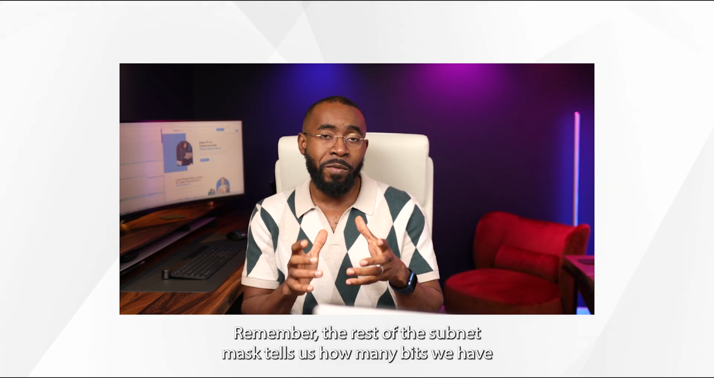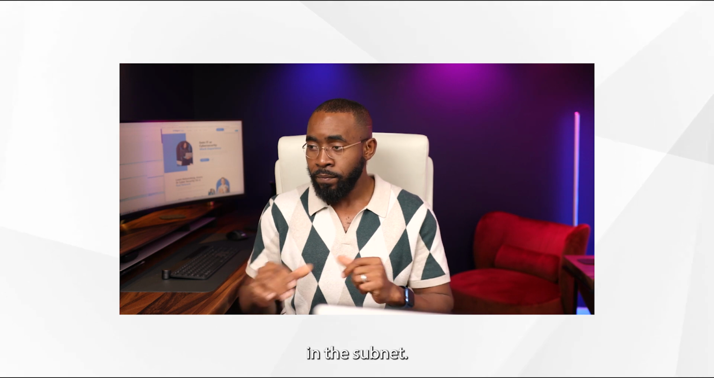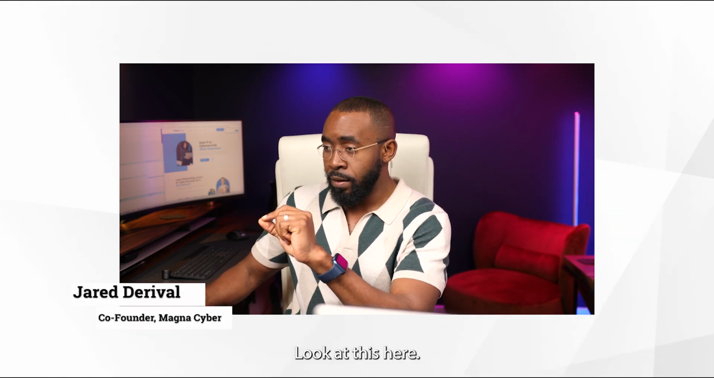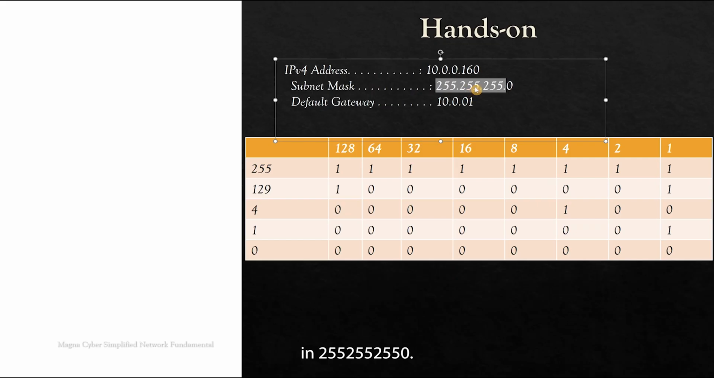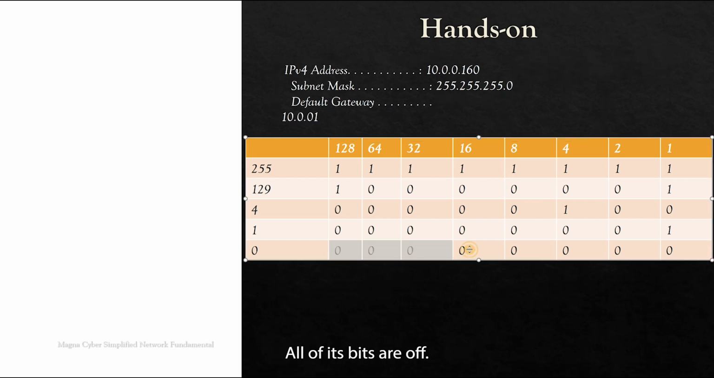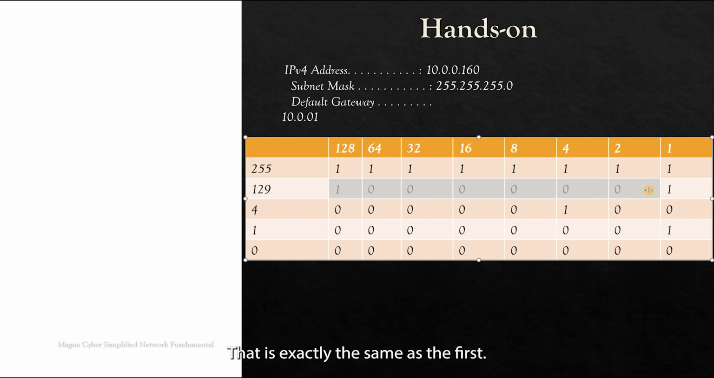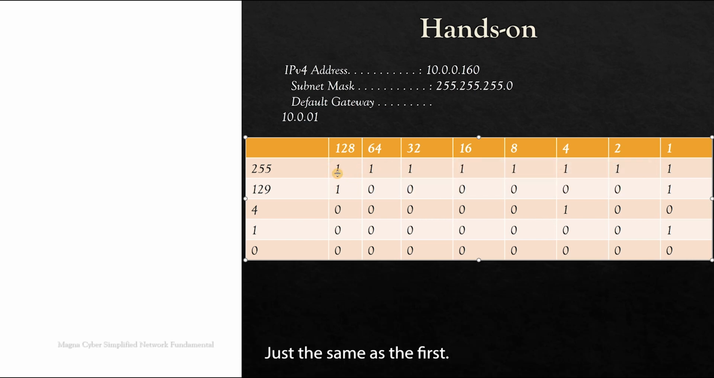Remember that I said the subnet mask tells us how many bits we have in the subnet? Look at this here. This subnet mask is written as 255.255.255.0. What that means is the last octet is this one, and all of its bits are off. The second octet is like this. The third octet is exactly the same as the first, and the second octet is the same as the first.